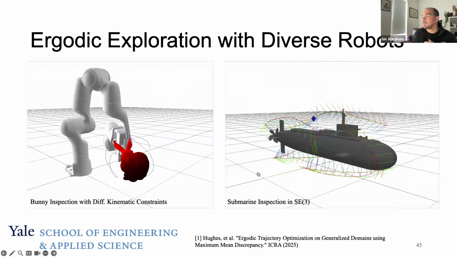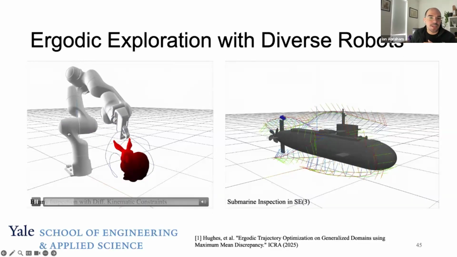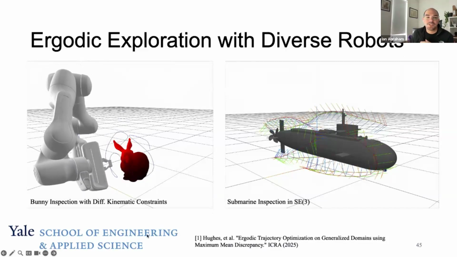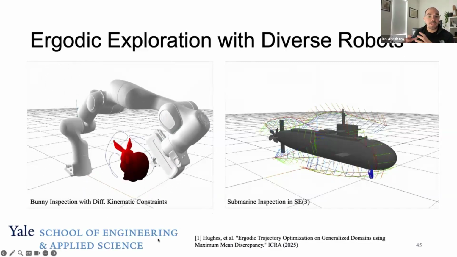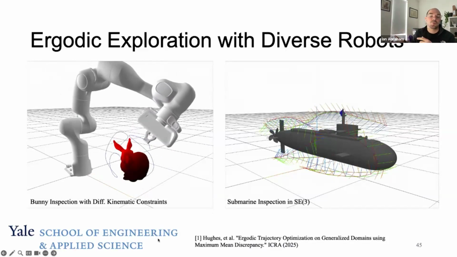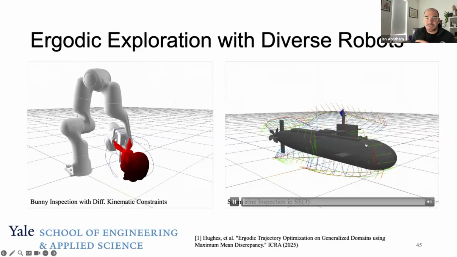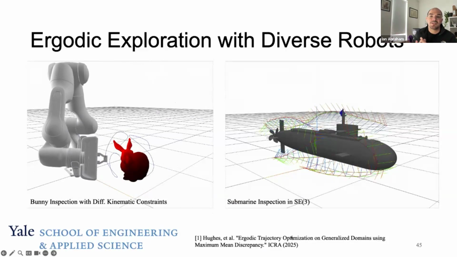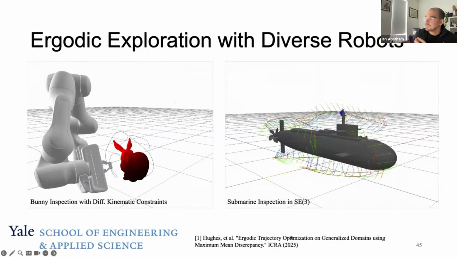This is sort of the last couple of bits. We also were able to add in differential kinematic constraints, where now we're exploring this bunny, where the domain is on the bunny, but we're solving the optimization over the joint space. And on the right is doing inspection of a submarine, and we define the problem in the special Euclidean group.